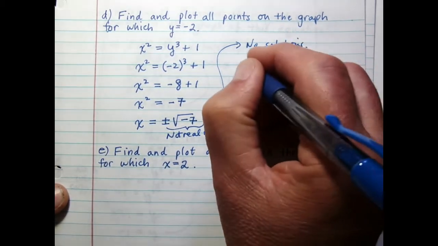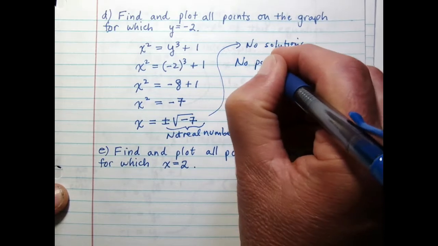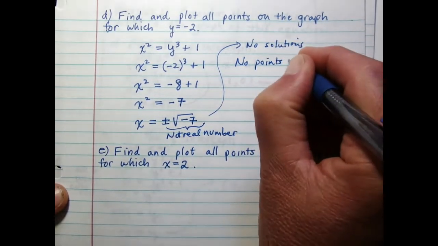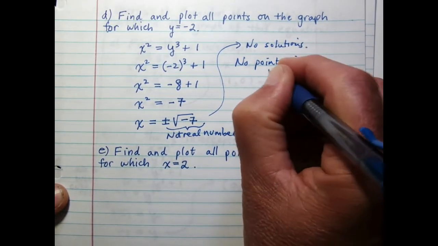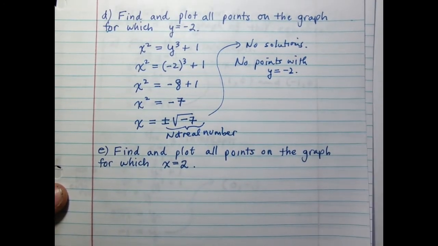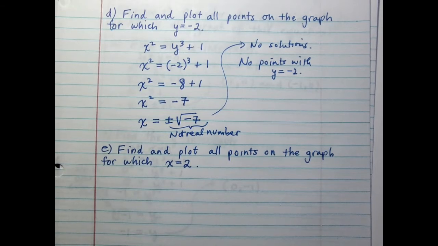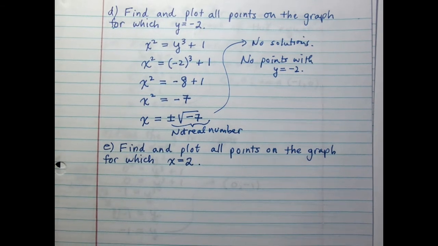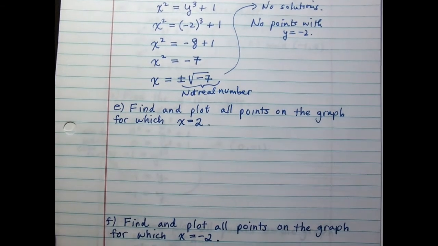And that means there are no points with y equals negative 2. So it's a little bit disappointing, but it does tell us something about the graph. The graph never touches the point y equals negative 2, or never crosses where y is equal to negative 2.